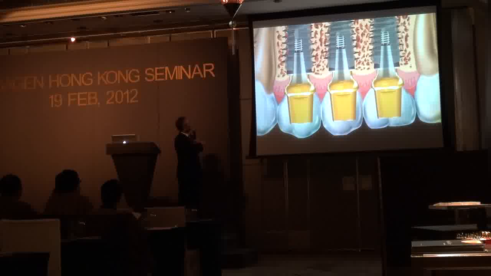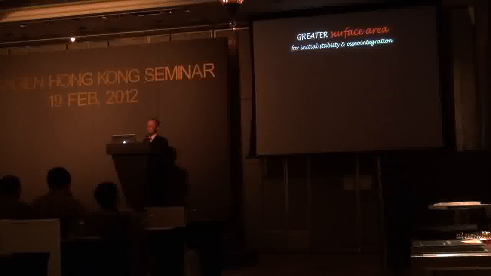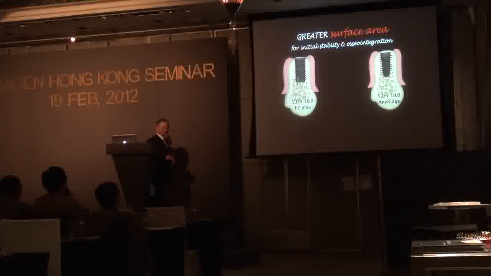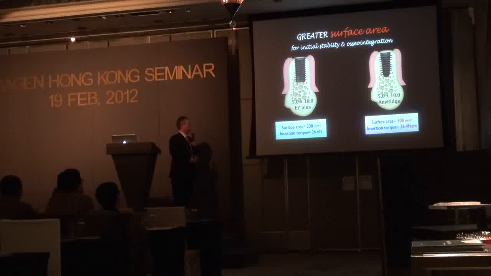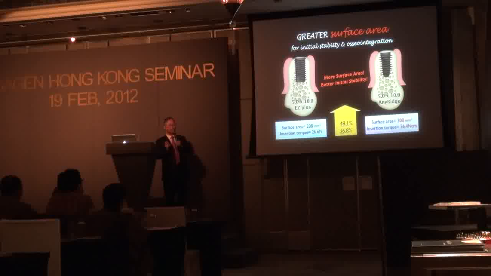And look at this. The core diameter is narrower than the Anykylos, but we engage more bone underneath the crestal edge, the bone crest. So, a similar concept, but stronger. The surface area is very interesting also. By making the deeper thread, the surface area of Anyridge increased around 45%, 48% compared with the Anyone Plus.